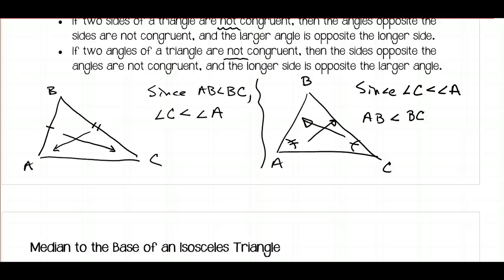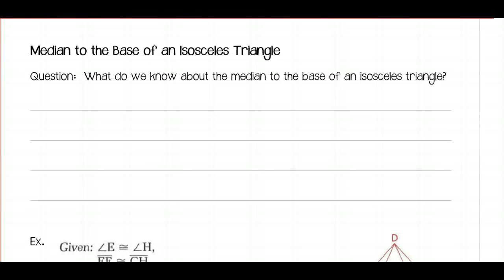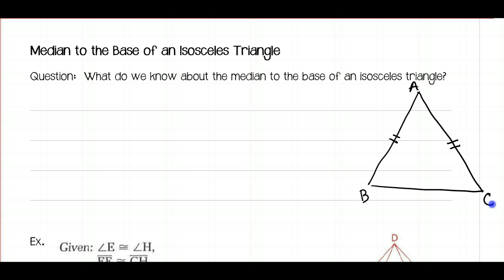Okay, so moving on to something a little bit different, let's talk about the median to the base of an isosceles triangle. So if I have an isosceles triangle, we'll make these my legs. I've got A, B, and C. So I also know that these angles are congruent.